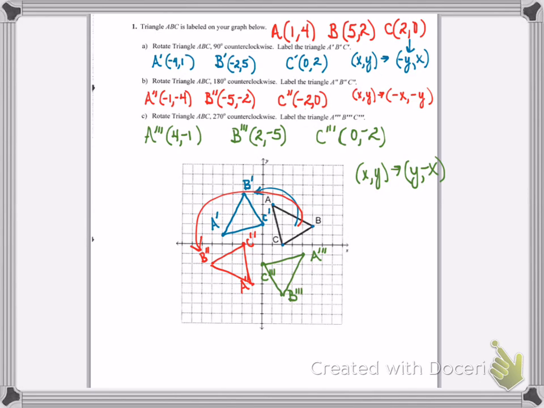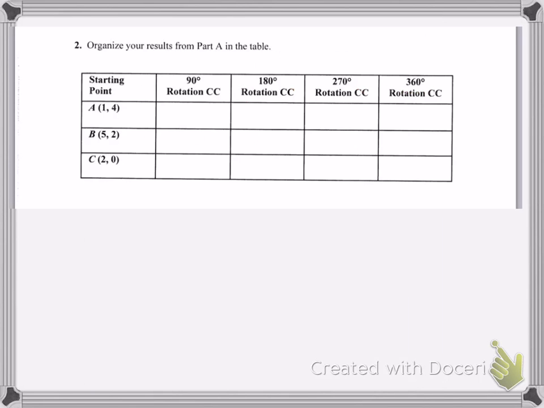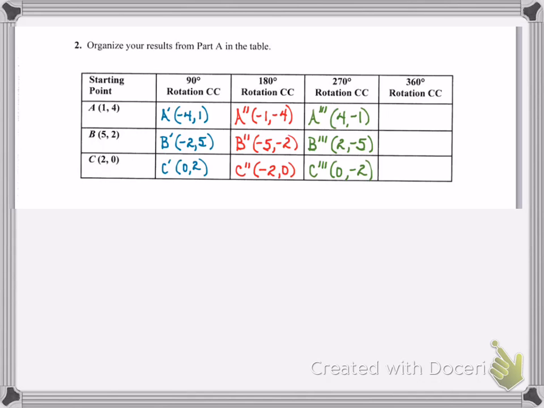So that is us taking it and going all the way over. You can also think of it as a 180 and then another 90, or 3 90-degree counterclockwise turns. So for part 2, go ahead and look at your graph and your answers to those questions and organize the information in this table. CC stands for counterclockwise.